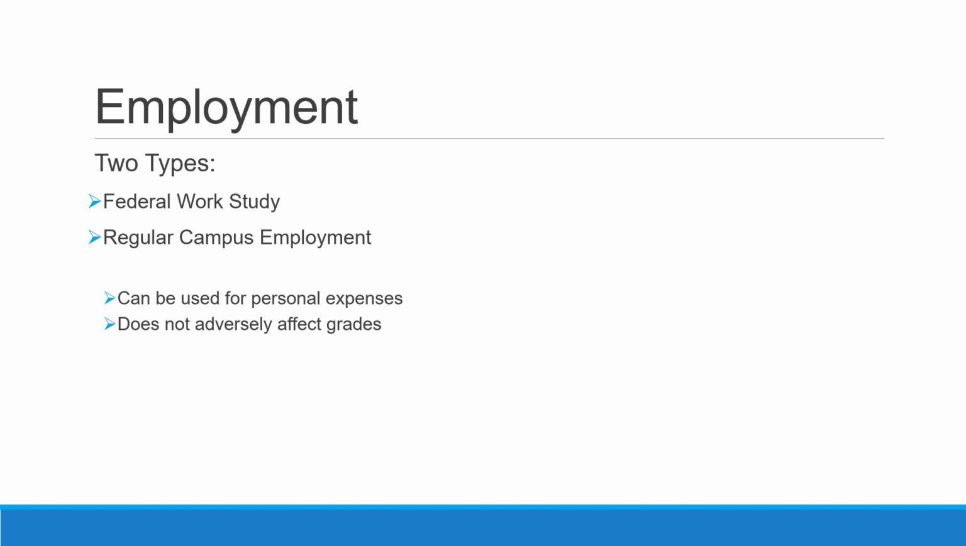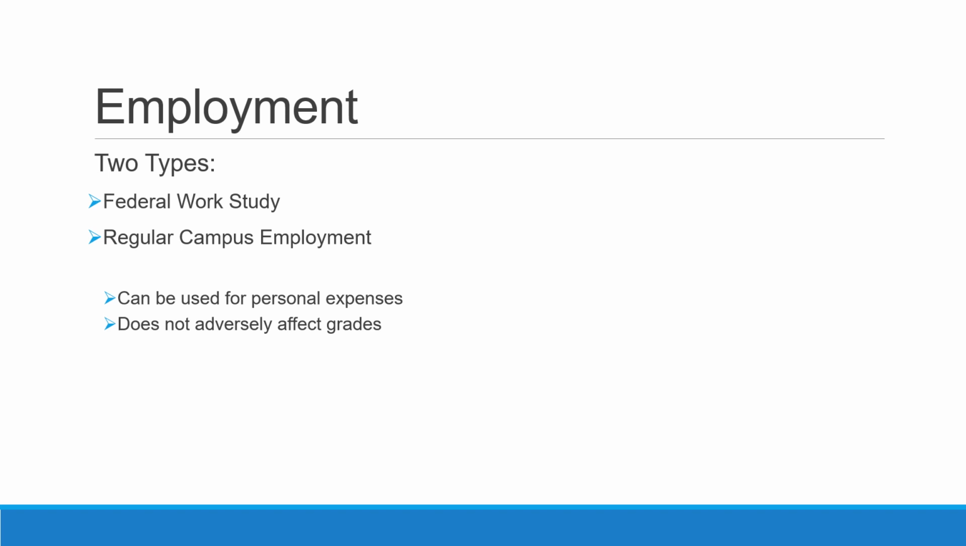There are two types of student employment at most institutions: federal work-study and regular campus employment. When a student participates in campus employment, they work and receive a paycheck based on the number of hours worked and the hourly wage rate. The paycheck is given to the student. It is not directly applied to their bill, and the student may use the funds for any educational expense. It's a great way for students to earn their spending money.